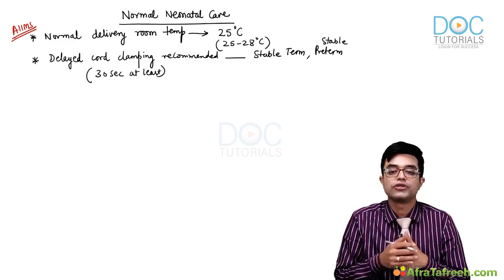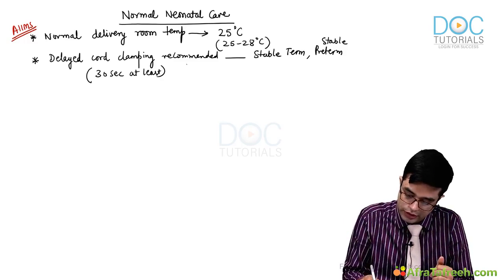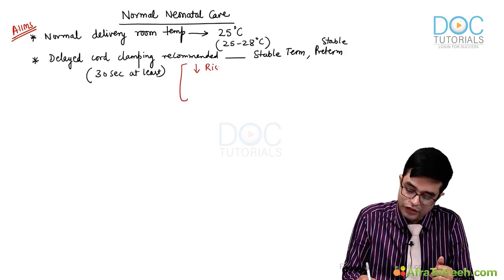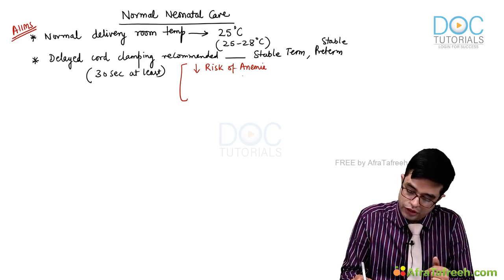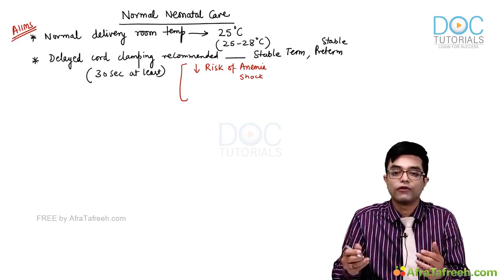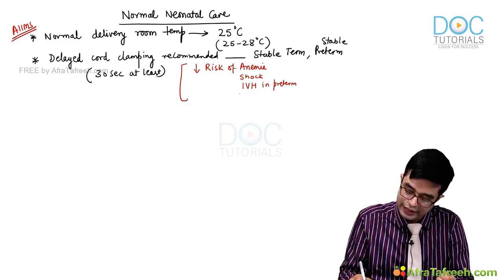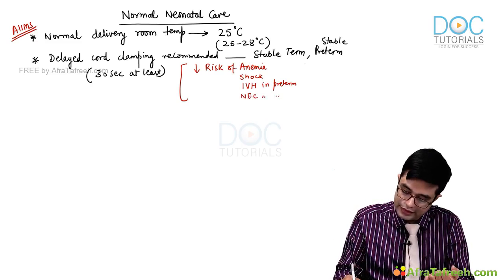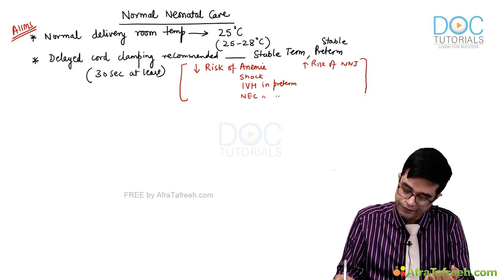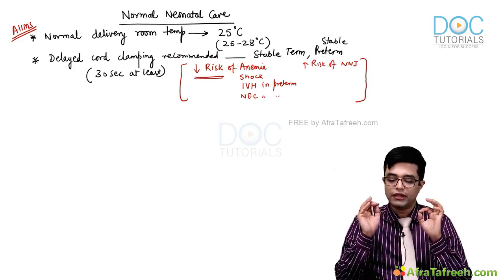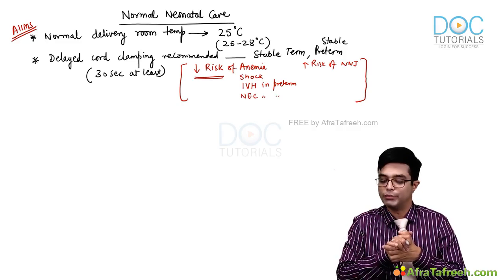So what are the advantages of delayed cord clamping? This delayed cord clamping decreases the risk of anemia in the child. It decreases the risk of shock in the child by restoring intravascular volume. It decreases the risk of intraventricular hemorrhage in preterm babies. And although not proven, some of the studies say it also decreases the risk of necrotizing enterocolitis in preterm babies. However, there is a disadvantage that it increases the risk of neonatal jaundice slightly. But overall, wherever possible, delayed cord clamping by 30 seconds is recommended.